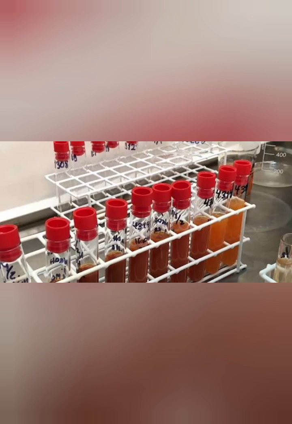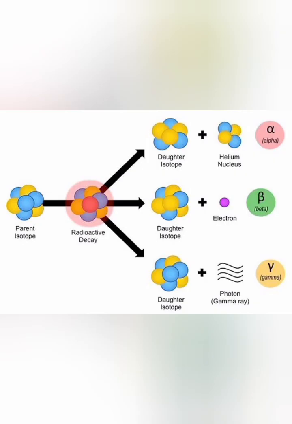Why some isotopes emit radiation. An unstable nucleus cannot remain unstable forever. To reach stability, it releases excess energy. This energy is emitted as alpha particles, beta particles, or gamma rays. This process is not random. It follows strict physical laws. Radiation itself is not evil. The danger comes from uncontrolled or excessive exposure. When radiation is controlled, it becomes one of the most powerful tools in science and medicine.